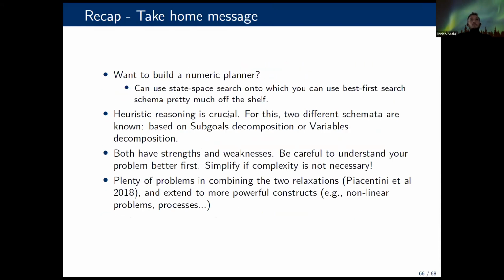Just a recap, a take-home message. In the second part, we have seen that we can use state space search pretty much off the shelf in numeric planning, but the heuristic becomes really a crucial aspect. And for this aspect, we know two relaxations that can be used, and there are plenty of problems that try to combine these two relaxations, find new ones, to understand whether there is some way to capture interactions between the actions, for instance, when you decompose the sub-goals or the variables of your problem. And yes, I think I need to stop here.